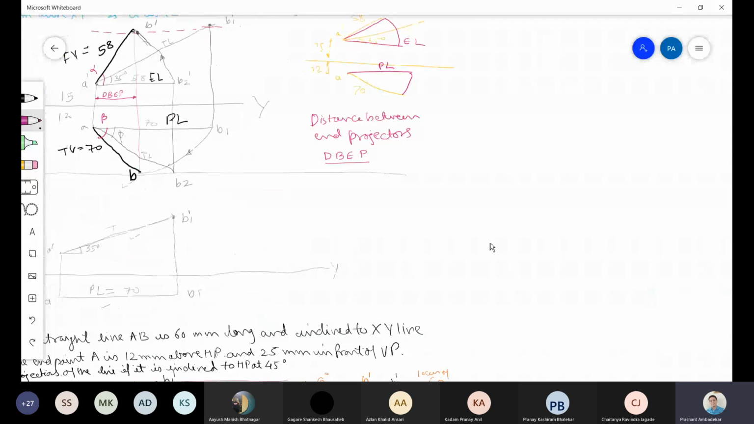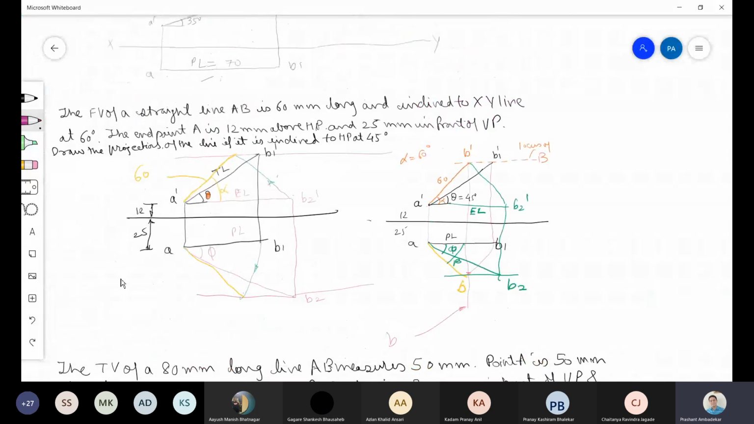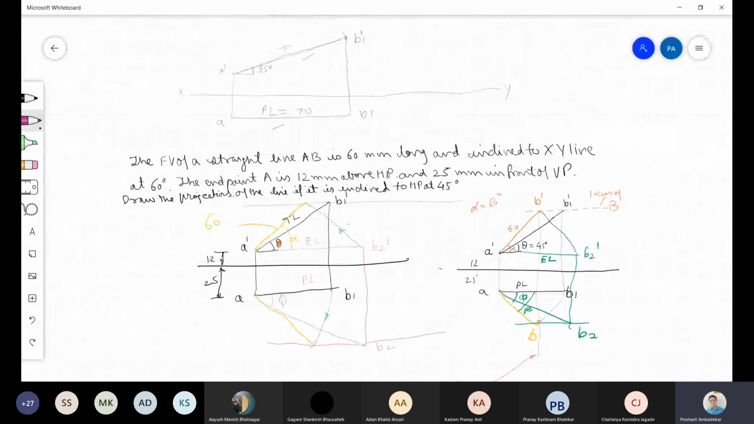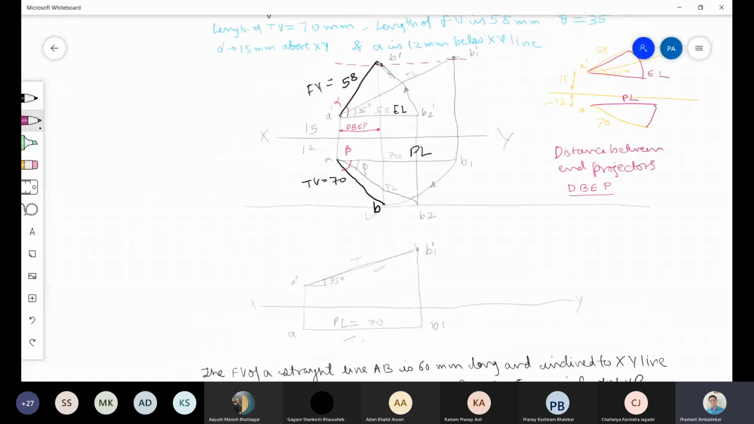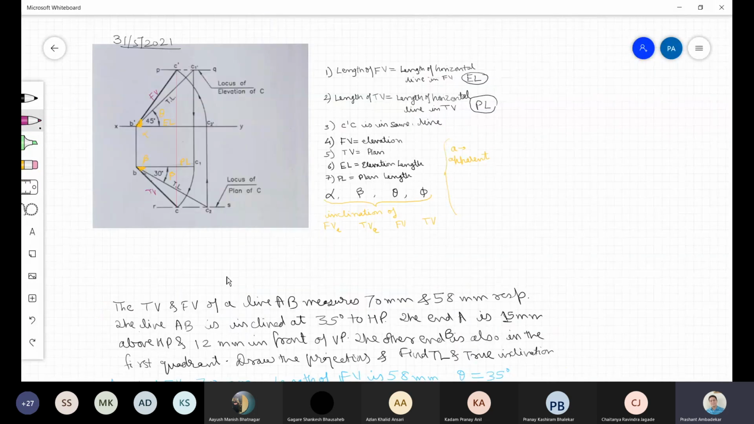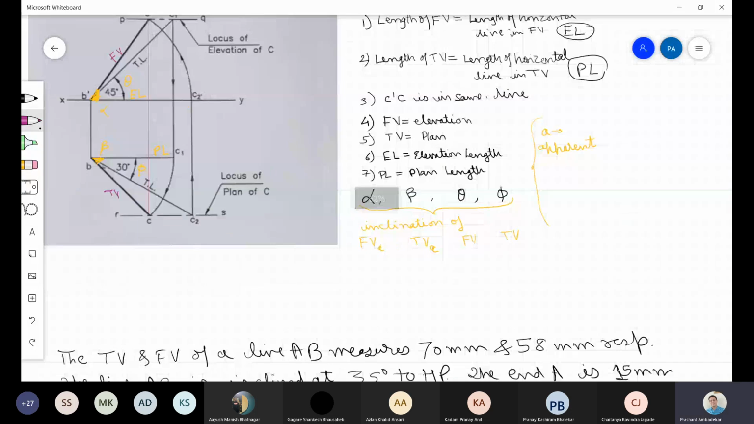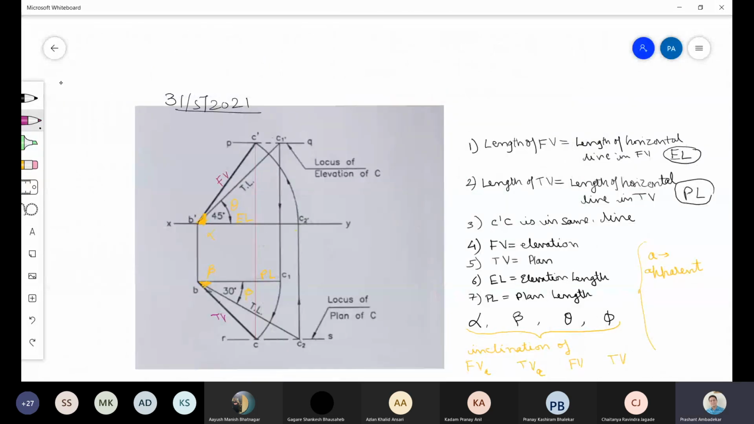ये किधर चला गया? I am trying to get the... See, this is what we have, correct? इसमें take this point. Okay, take this point. This is the midpoint. Okay, this angle is known to us. This is 45. This will also be 45. This point is known to us. So if I draw it from here, ये कितना ड्रॉ किया मैंने? हाफ ऑफ ट्रू लेंथ. So ये लोकस पॉइंट मिल गया ना.